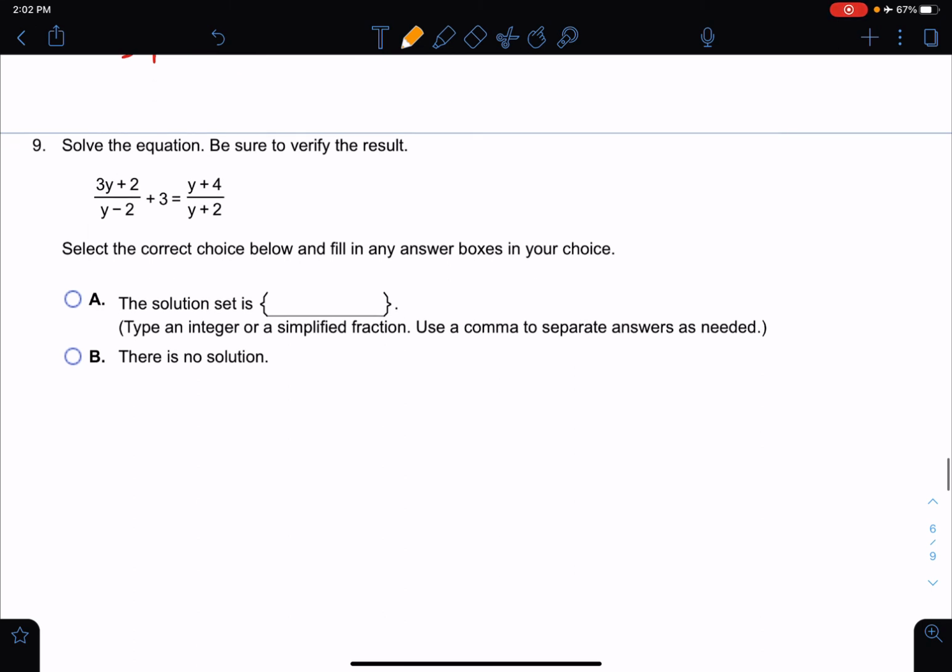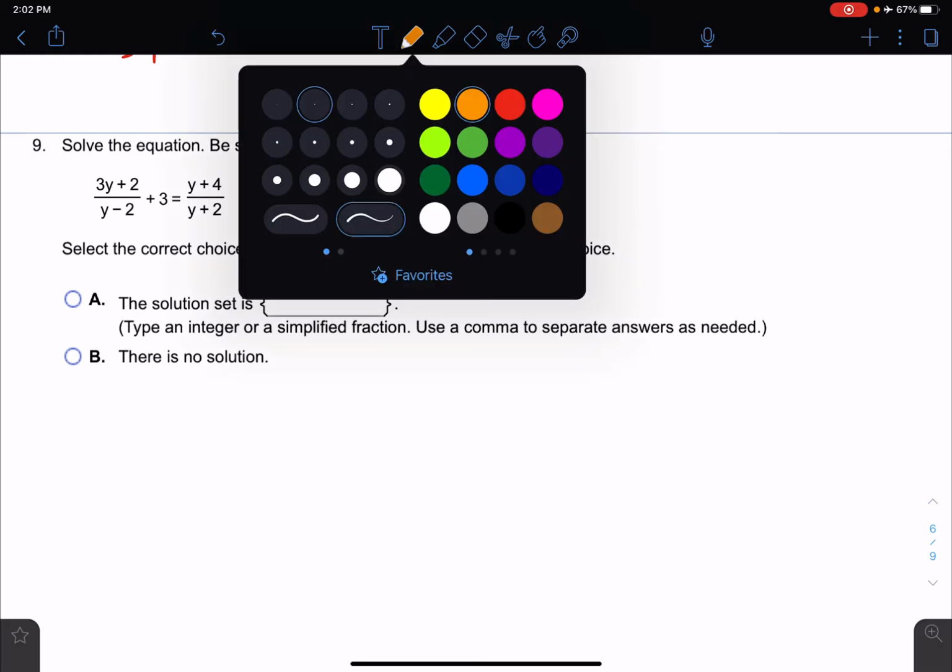Okay, number 9. Is this the last problem? No, I got 9 and 10, I think. Darn, I'm ready for a little break. My stomach is getting very hungry.